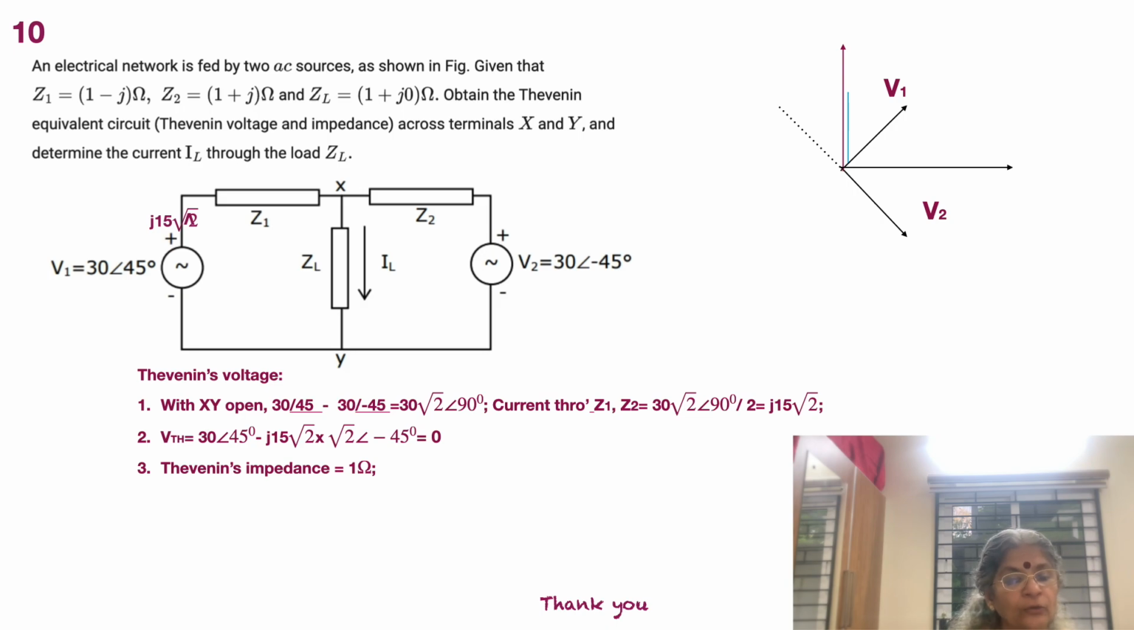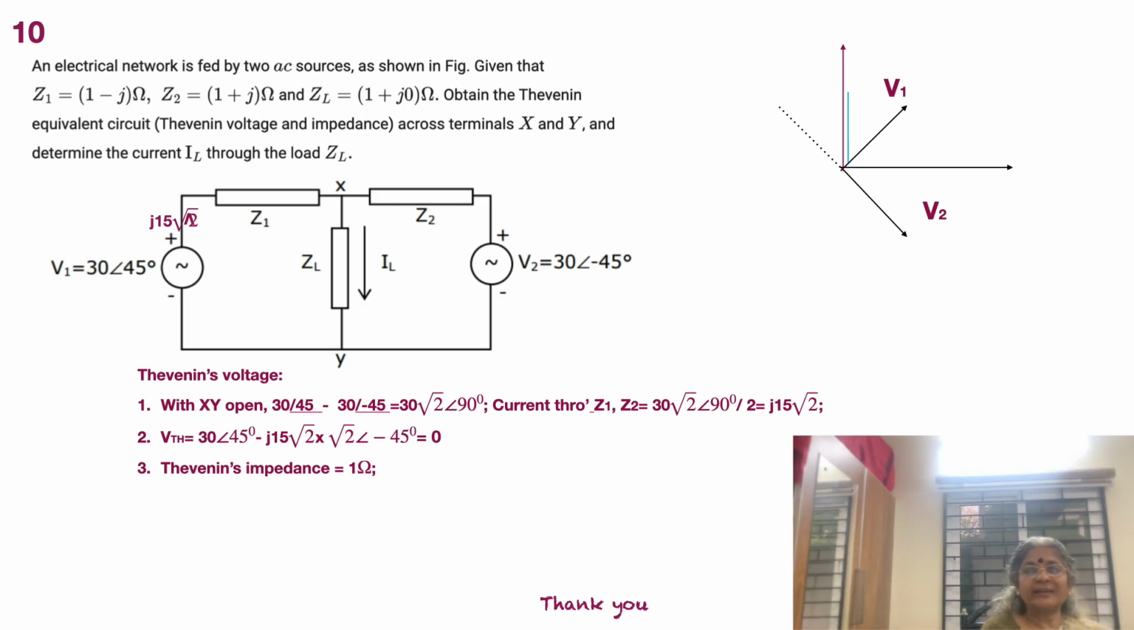What is 15 into root 2 into root 2? It's going to be 30. And what is j? j is angle 90. Angle 90 and angle minus 45 gives angle 45. So 30 angle 45 minus 30 angle 45 is going to be 0. Thevenin's voltage is 0. It looks complex, but the Thevenin's voltage is 0. It's very interesting that Thevenin's voltage is equal to 0.